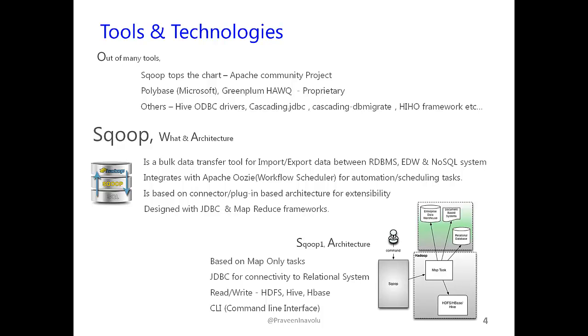of job. But if you think about Scoop as a tool, it is meant for data transfer between these two systems. So the version 1 architecture was designed just with map tasks, which can serve the purpose, right? Scoop can read or write data only to HDFS, Hive, and HBase systems. So that's the limitation that was there in version 1.